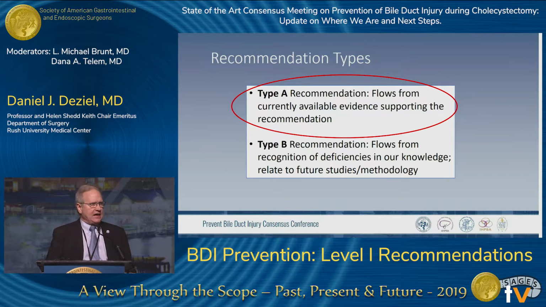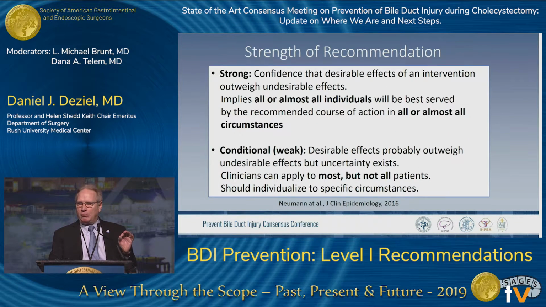Type A recommendations are further classified according to their strength and the certainty of the evidence. A strong recommendation can be applied to all or almost all individuals in almost all circumstances. A conditional recommendation implies that there's a closer balance of effect. Clinically, a conditional recommendation can be applied to many, or maybe even most patients, but not all patients, and it has to be individualized according to the specific circumstance. The certainty of evidence is determined by the quality of the overall body of data that is available, and it is designated as high, moderate, low, or very low.